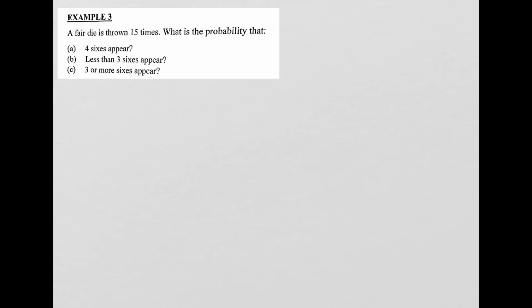So that tells us that p, in other words, the probability of a success, is 1 out of 6, and the probability of not getting a 6, q, is equal to 5 over 6. So for A, the probability that 4 6s will appear, we can show as x equals 4. And now remember, out of 15 trials, we are choosing 4 6s.